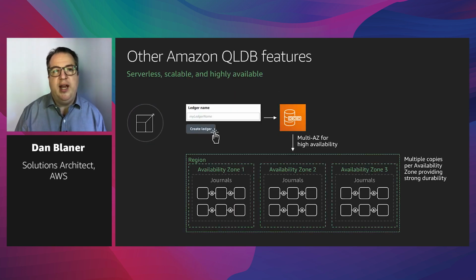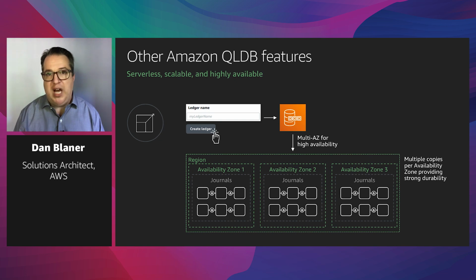QLDB is serverless and highly available. The service automatically scales to support the demands of your application, and you don't need to provision instances or capacity. Multiple copies of your data are replicated within an availability zone and across multiple availability zones in an AWS region.